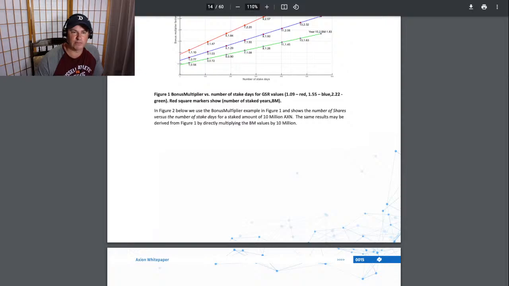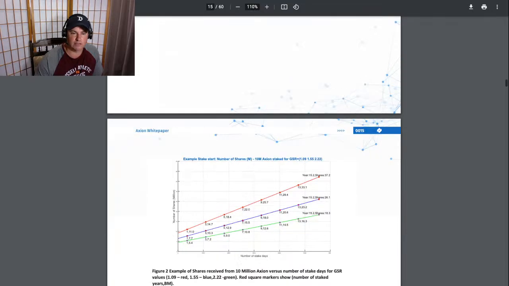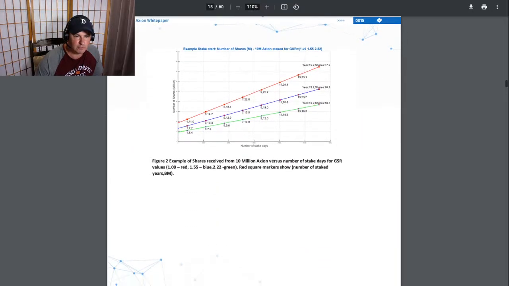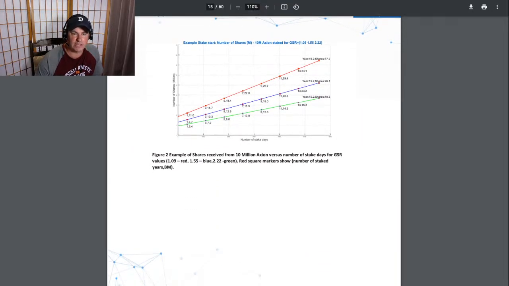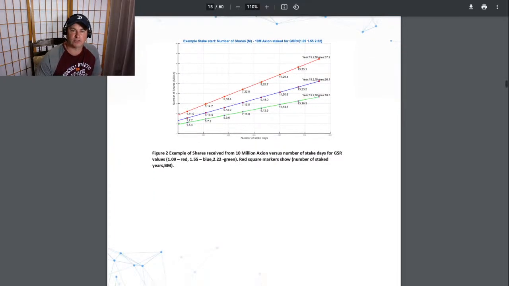Let's jump here. Bonus multiplier versus number of stake days, and there are more technical aspects there. Example of shares received from 10 million Axion versus the number of stake days. So it's got some different sliding scales and translations there as well. It's hard to see on my screen, but that's got the sliding scale there.